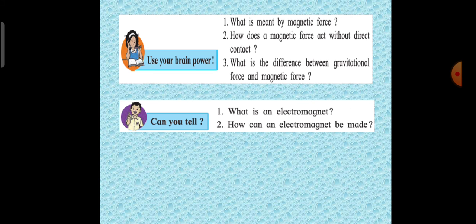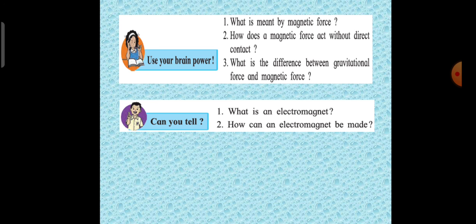Use your brain power. What is meant by magnetic force? The force of attraction or repulsion between the poles of the magnet, or the force by which magnetic substances are attracted towards the magnet, is called magnetic force.